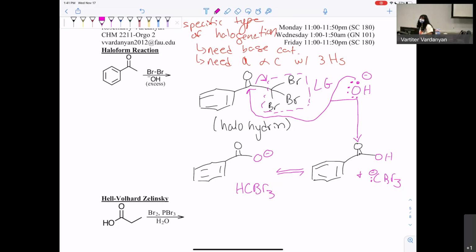All right. So does it now make sense why we specifically need 3 hydrogens present? Yes, because it only becomes a leaving group when there's 3 hydrogens. Cool. Question, yes.